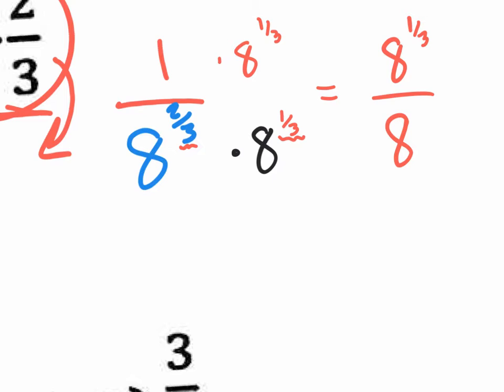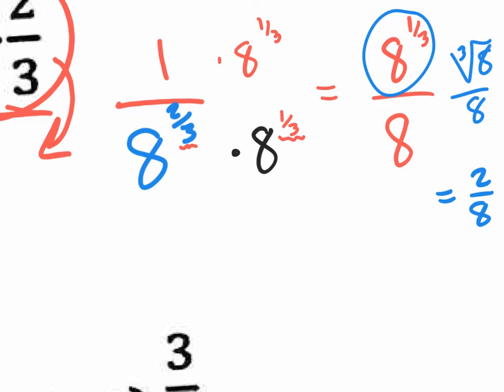We could take that 8 to the 1/3 up on top and recognize that that's the third root of 8 over 8. And the third root of 8 you could actually do. What's the third root of 8? What times itself 3 times gives you 8? 2. So on top you get 2, on the bottom you have 8, and 2 eighths reduces down to what? 1/4. There's your final answer.